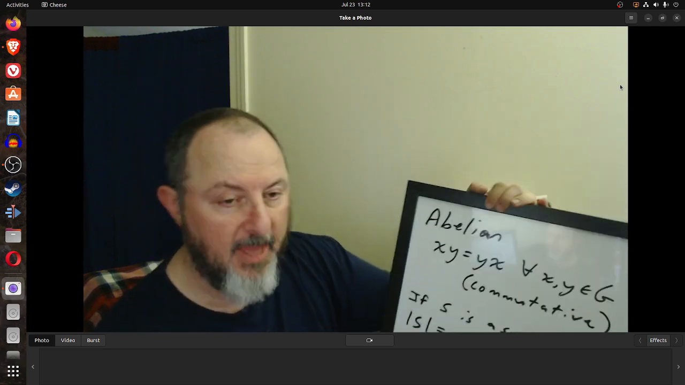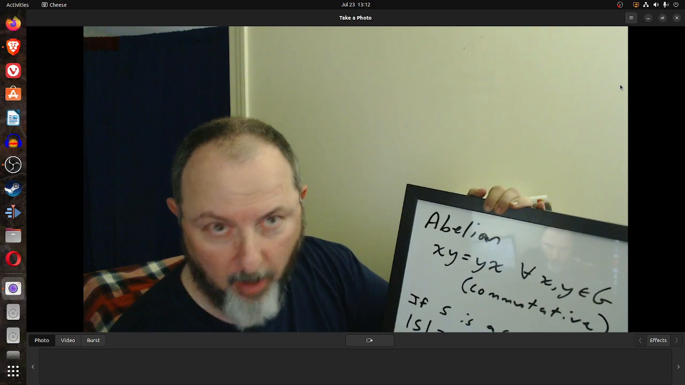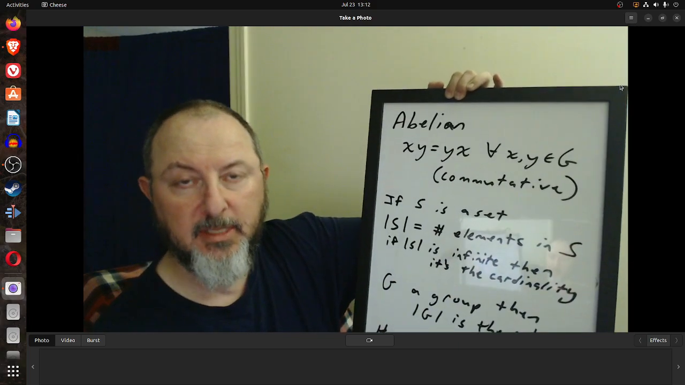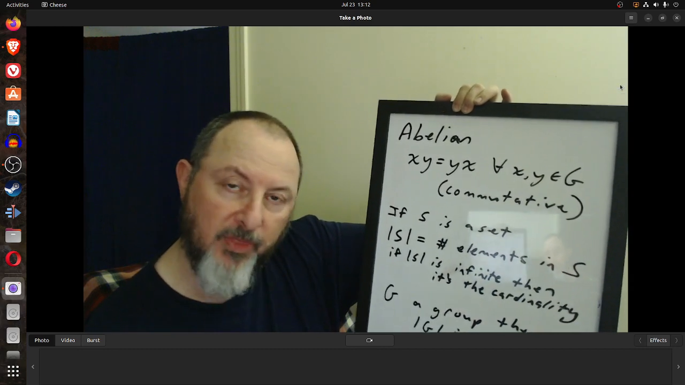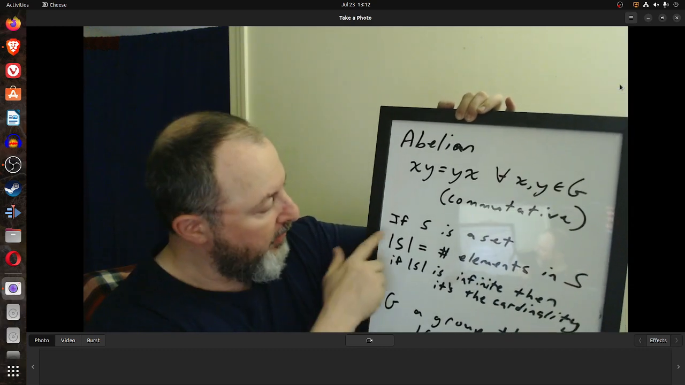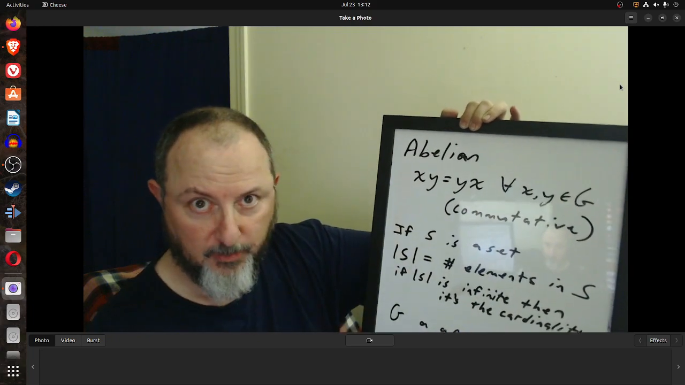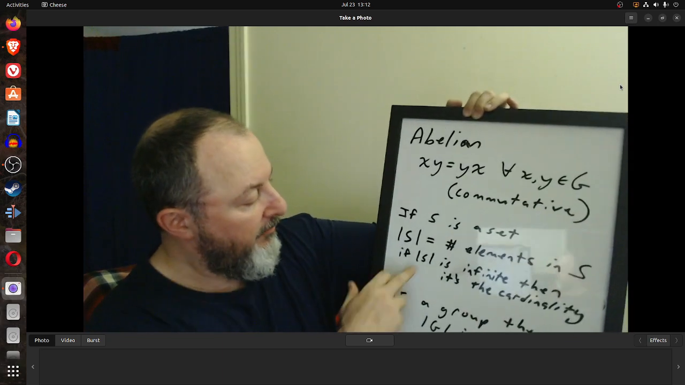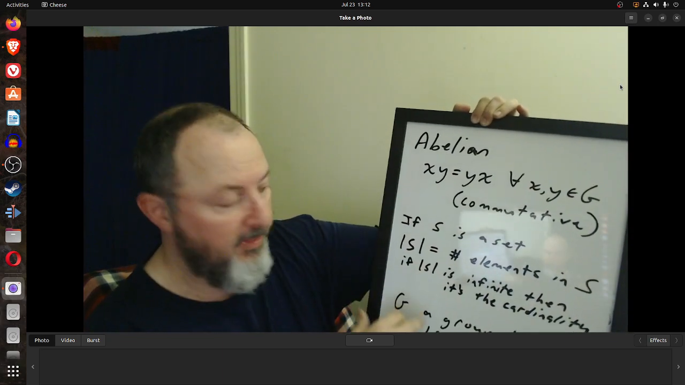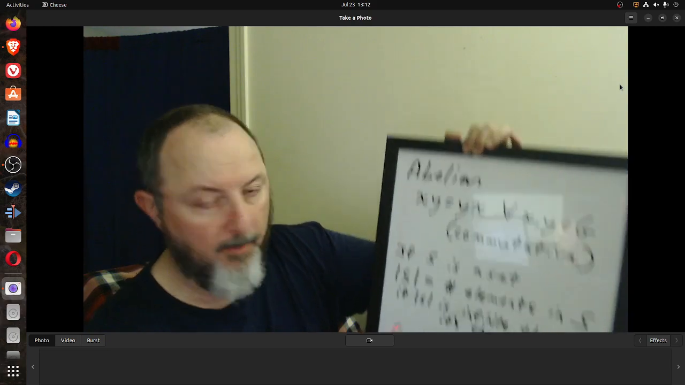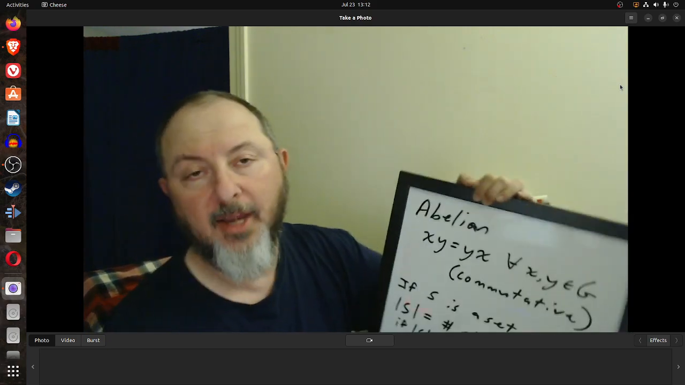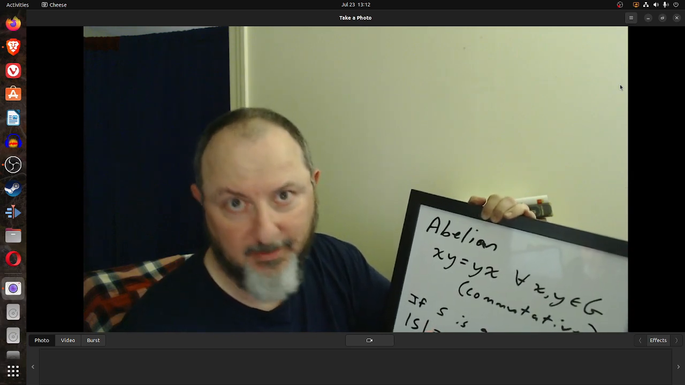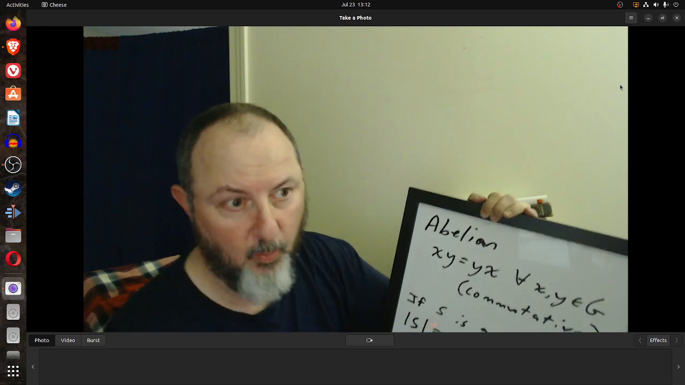If S is a set, then if you have absolute value bars around the set S, that's going to give you the number of elements in the set. Like if you have the set with the elements a, b, and you put that around it, that'll be the number 2, because there are 2 elements in that. If it's infinite, then instead of the number of elements, it's going to be the cardinality.